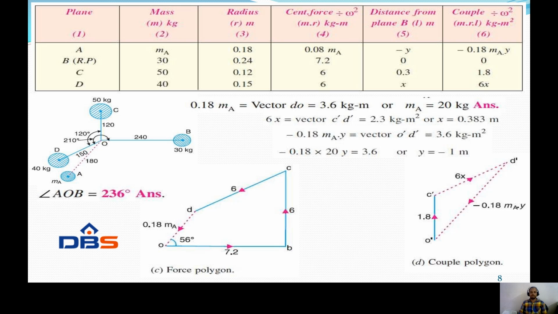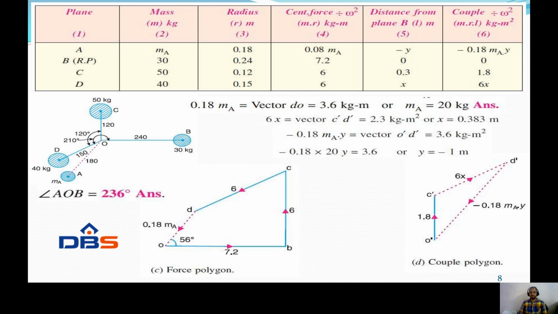And again C to D, what is the angle? 120 degrees, at a distance of 6. Then finally it is clear that B is over, C is over, D is over. What is the closing of the polygon? It is A only. So join OD, measure the length and equate it to 0.18 MA. So vector 0.18 MA equals vector OD, which by measuring with the scale is calculated as 3.6 kg meter. With that, MA is found: MA is equal to 20 kg.